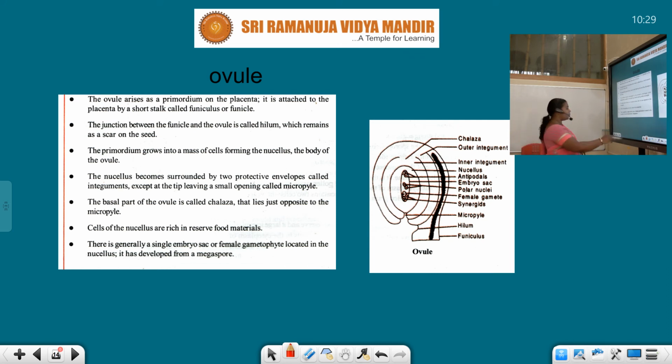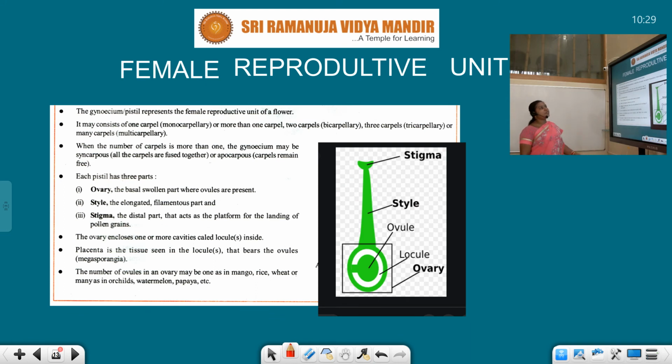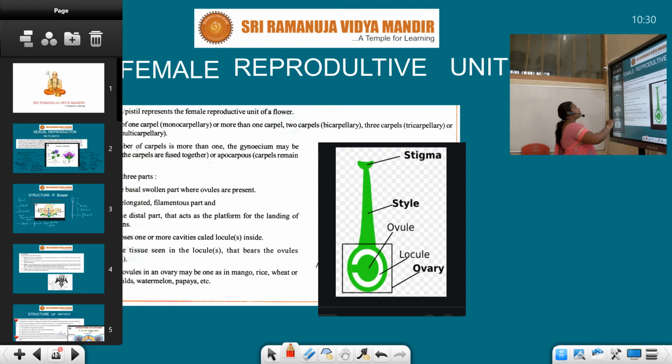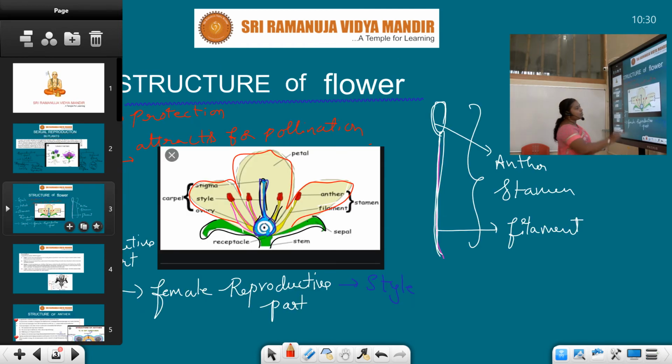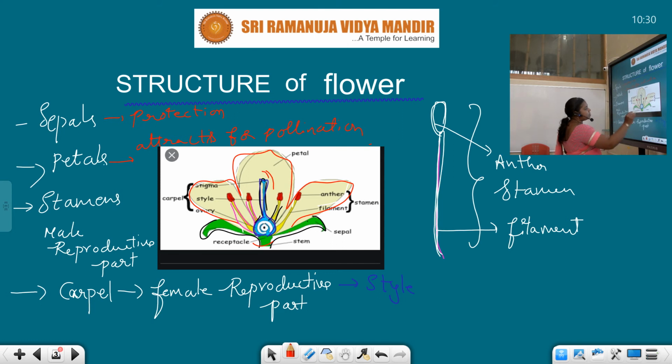See, students, this is the structure of the ovule, and before this I should introduce the female reproductive unit. So far we discussed the male reproductive unit, that is the male gametophyte, also known as the pollen grain, how it is produced and where it is produced. Now we have come to the female reproductive unit. The gynoecium, also known as the pistil, represents the female reproductive unit of the flower. Just have a look at the flower, and this particular part is nothing but the pistil, also known as the gynoecium.